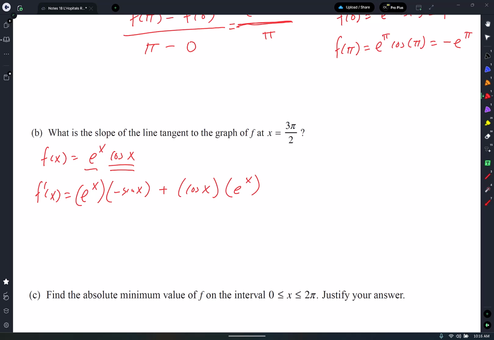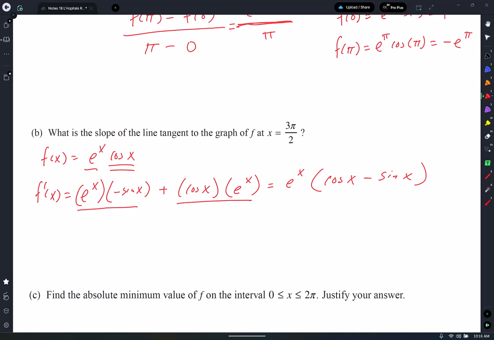Before you plug in 3π over 2, do you notice how we can probably factor out an e to the x and make life a little simpler maybe? e to the x, parenthesis, and I'm going to put the cosine x first because that one's positive, and I'll put the sine x next, like this. Maybe it's easier, maybe not. We'll see right now.